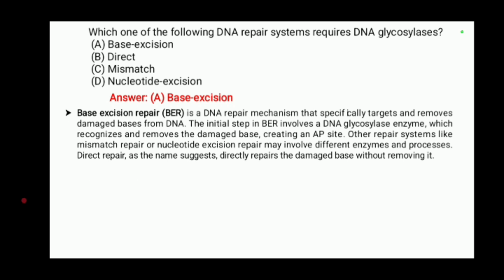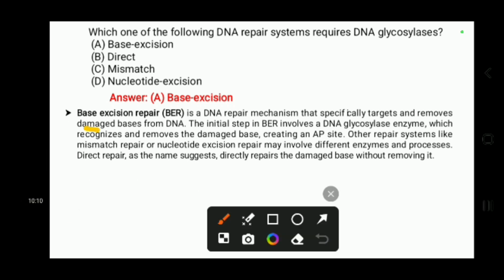The base excision repair, also known as BER, is a DNA repair mechanism that specifically targets and removes damaged bases from DNA. The initial step involves the DNA glycosylase enzyme, which recognizes and removes the damaged base, and it creates an AP site, that is apurinic site.